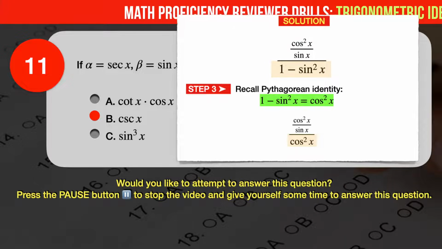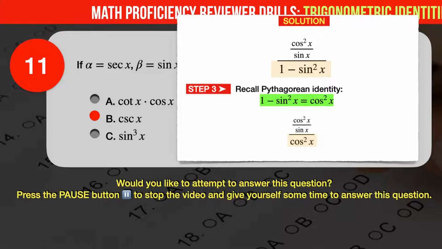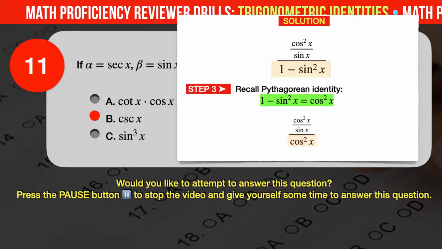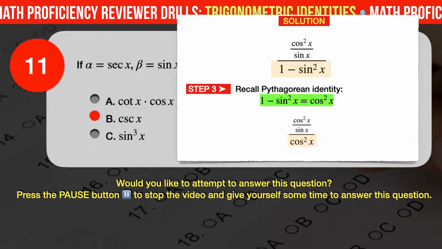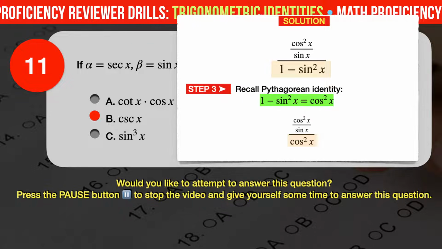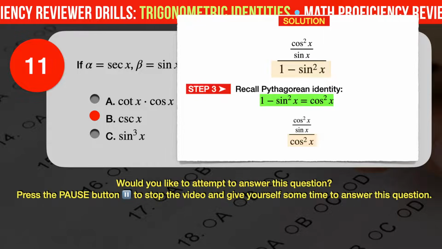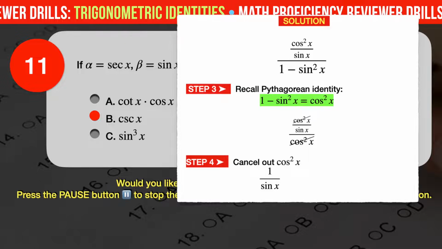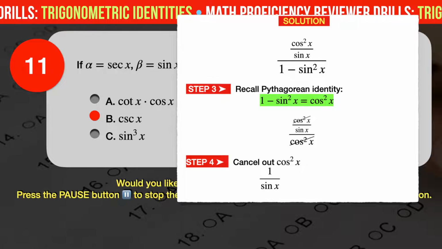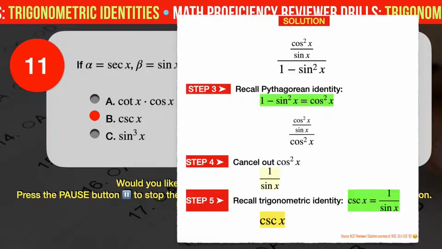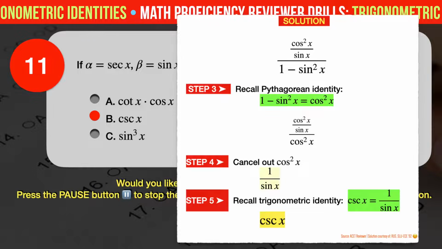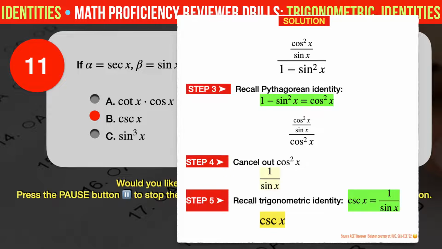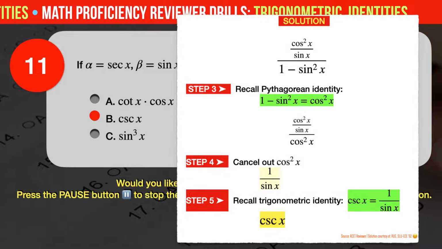Step 3. Do you still recall the Pythagorean trigonometric identity, sine squared x plus cosine squared x equals 1? This can be expressed as 1 minus sine squared x equals cosine squared x. Again, substitute into the given expression as shown. Step 4. We can cancel out cosine squared x, leaving us with 1 over sine x. Step 5. Again, recalling from our trigonometric identities, we know that cosecant x equals 1 over sine x. Therefore, our correct and final answer is cosecant x.